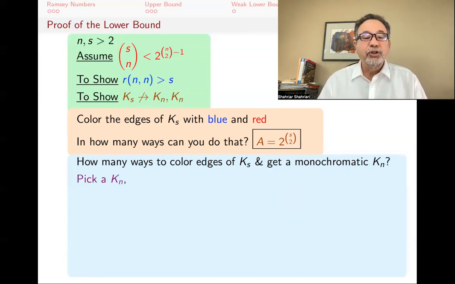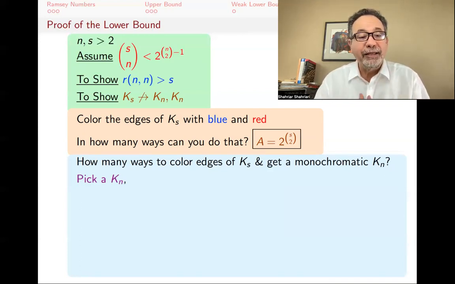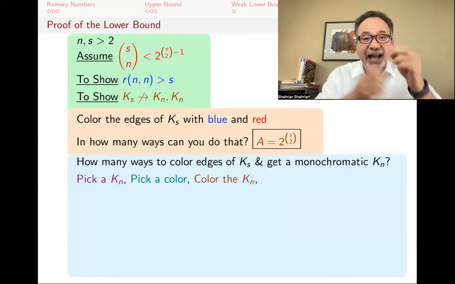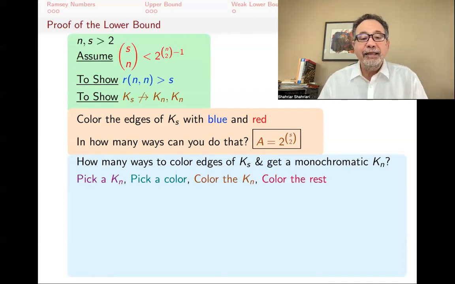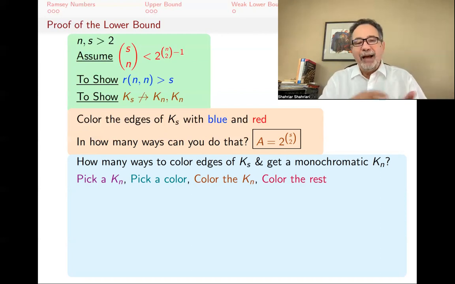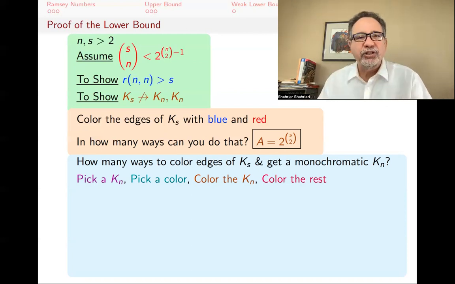So if you want to color the edges of Ks with two colors in a way that you get a monochromatic Kn, this is what you should do. You should pick a Kn, pick n vertices, then pick a color, and then color the edges of that Kn with that color. Then color the rest any way you want, and you're guaranteed your monochromatic Kn. Well, how many ways can you do these steps that I just outlined?